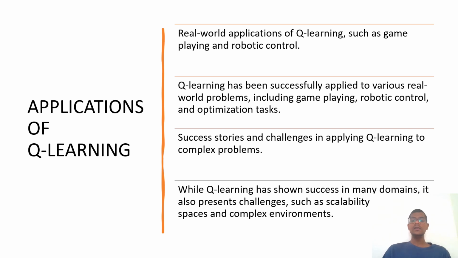Applications of Q-learning. Real-world applications of Q-learning such as game playing and robotic control. Q-learning has been successfully applied to various real-world problems, including game playing, robotic control, and optimization tasks. Success stories and challenges in applying Q learning to complex problems. While Q learning has shown success in many domains, it also presents challenges such as scalability, state spaces, and environment.